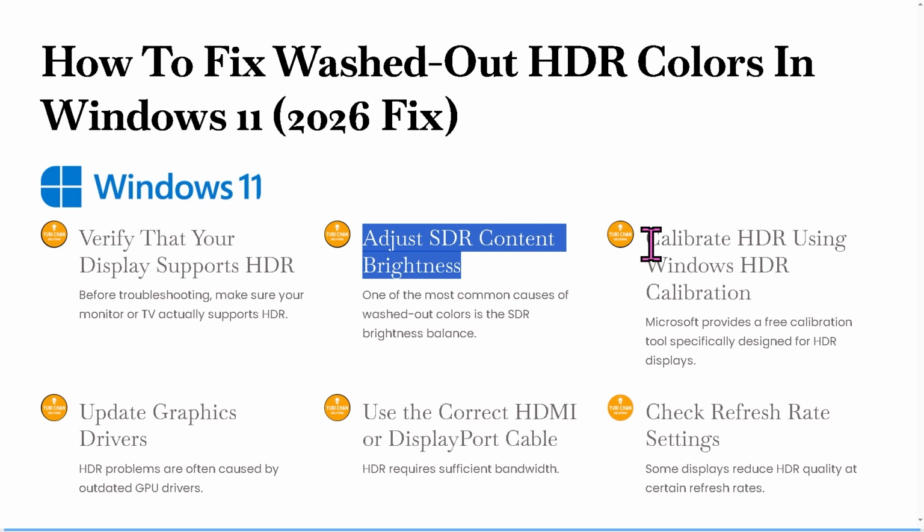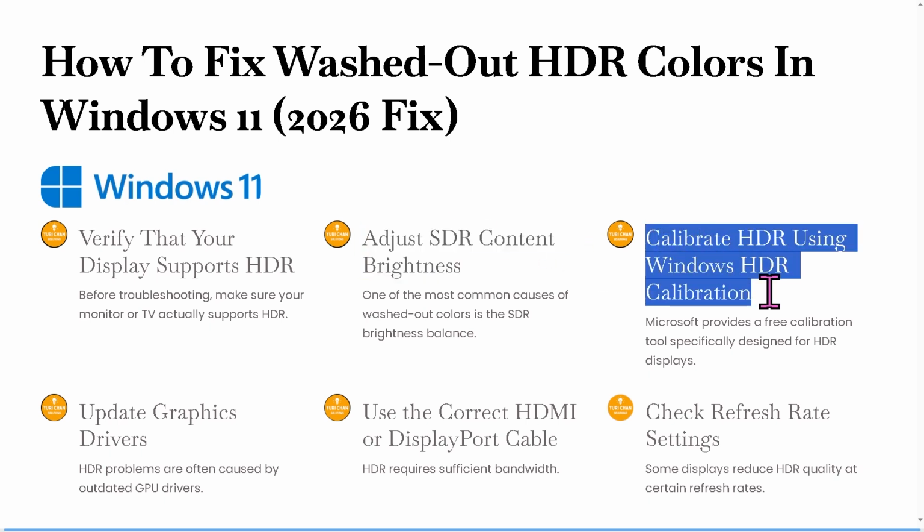And then you should try to calibrate the HDR using Windows HDR Calibration. Let me tell you this, Microsoft provides a free calibration tool specifically designed for HDR displays. To use it, open Microsoft Store, search for Windows HDR Calibration, install the application, launch the tool, and follow the on-screen calibration process. The wizard helps optimize peak brightness, dark detail visibility, color saturation, and HDR tone mapping, and after calibration, many users notice significantly better color accuracy.